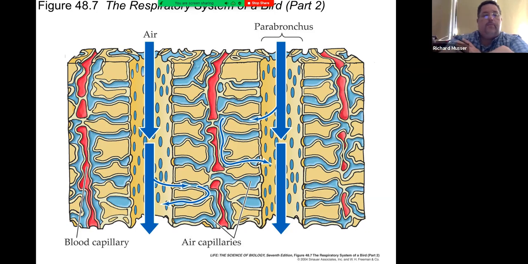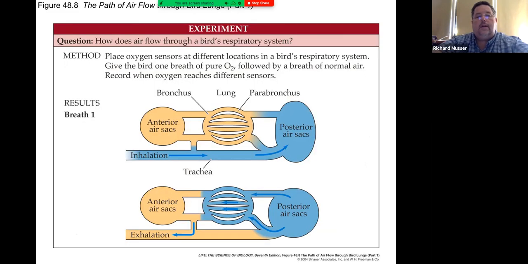Again, birds have a high metabolism. Flying takes a lot of energy, so they need to maximize the amount of oxygen they pull out of the environment. So they can get more oxygen out of the air than we can as mammals. So here's the parabronchus associated with the capillaries.